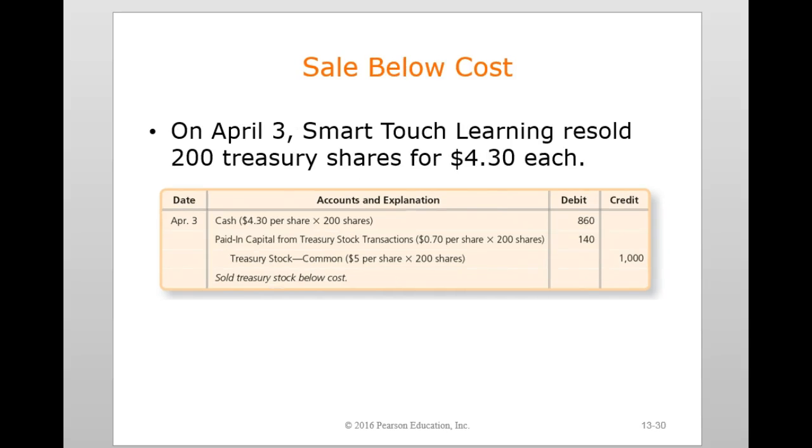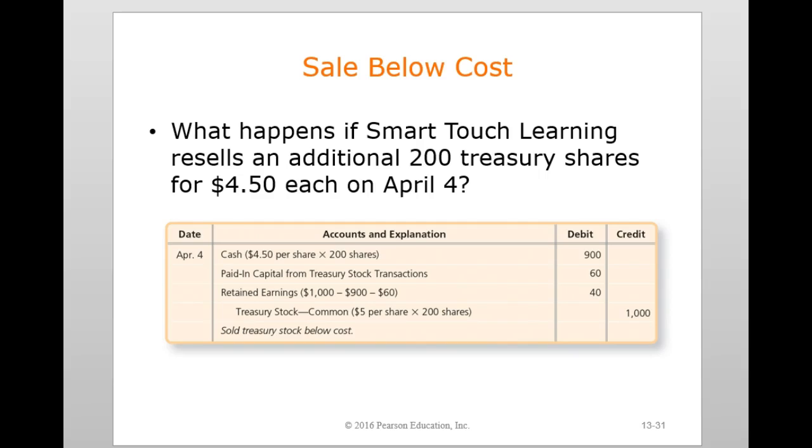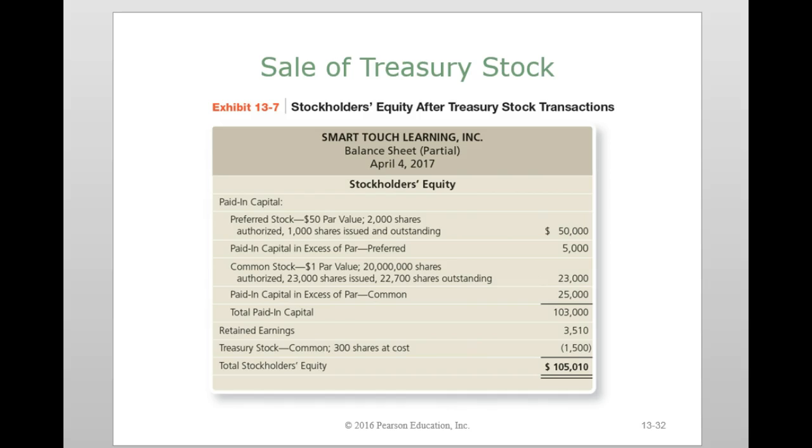You're not going to have to do many of those, but I wanted you to see that you can have additional paid-in capital from treasury stock, and you can end up having to debit retained earnings if you sell it for too much of a loss, because that's what it is. And this is the way it would look on the balance sheet.